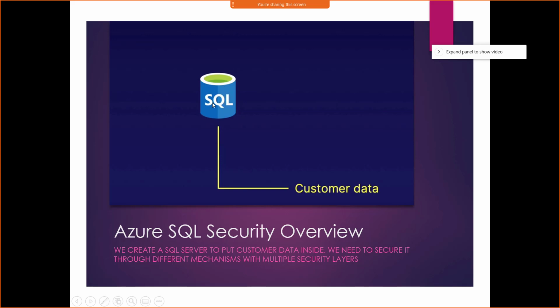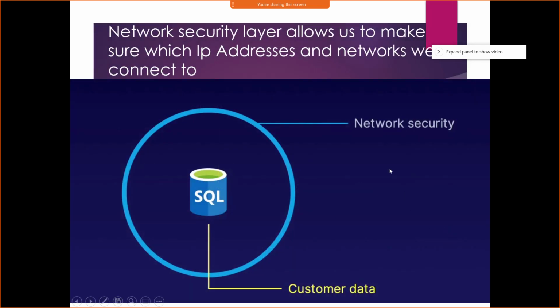We need to know how high availability can be introduced here, and we need to do a lot of that, and security. So in the Azure SQL security overview, we create a SQL Server to put customer data inside. We need to secure it through different mechanisms with multiple security layers. So what are those security layers? If we go ahead, there's network security first of all. Now this whole diagram and effort was somebody else's, obviously, and thank you to them. But yes, I still have to explain that.